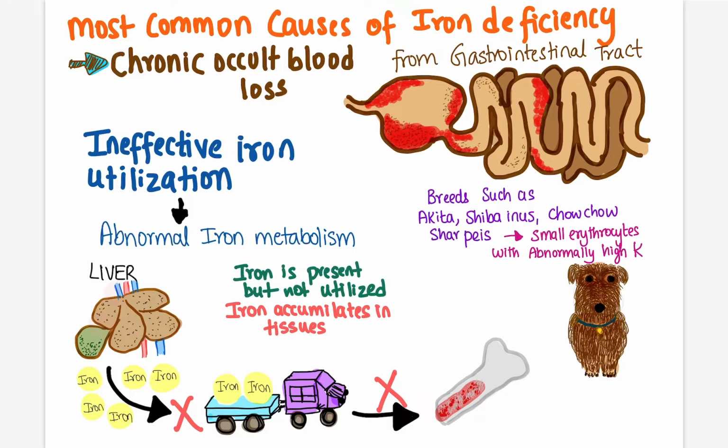And there is another mechanism called ineffective iron metabolism, which means the body has enough iron stores, but there is a transport protein which is not enough or not present in the circulation at all. So iron is not transferred to different cells in the body, so iron is not utilized. As a result, iron is just stored in the tissues, and iron keeps accumulating in the tissues.